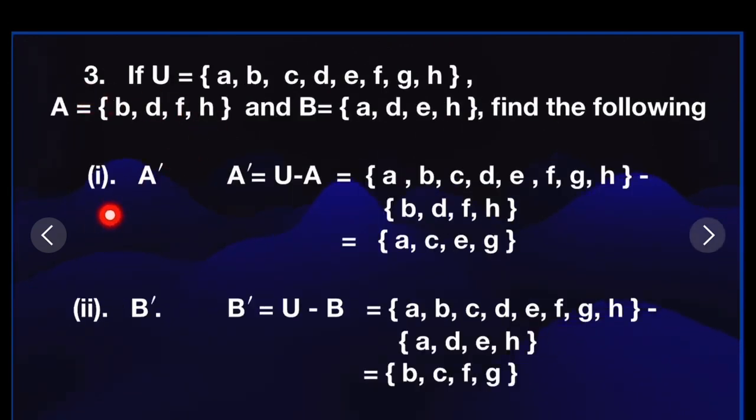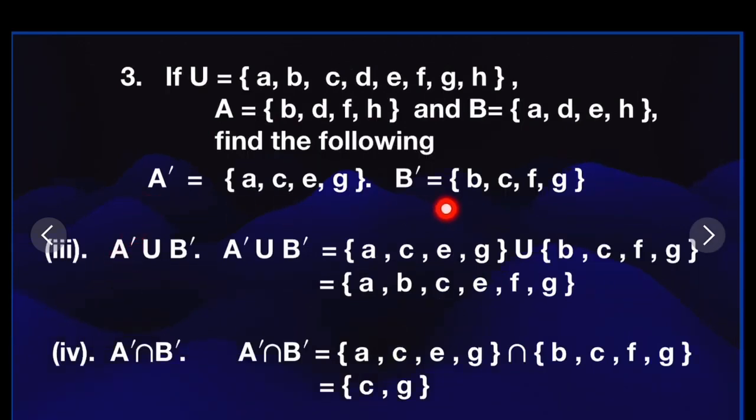Question number 3, number 1, A dash. A dash is equal to U minus A. This is set A, U, and this is A. Remove these elements, you will get the answer. B dash is U minus B, again U, B, and this remove the elements, you will get the answer.